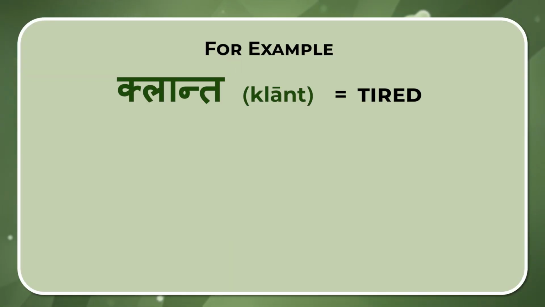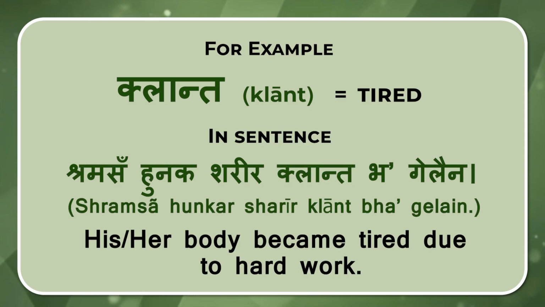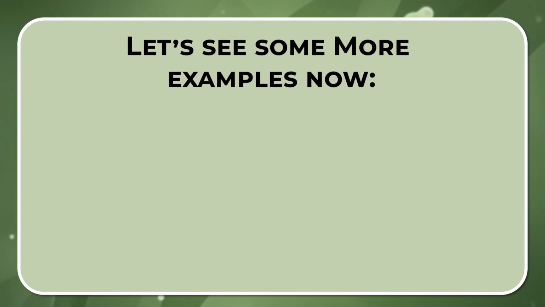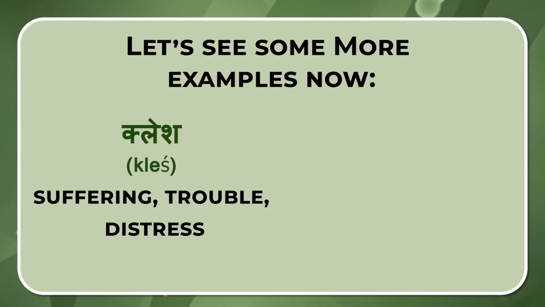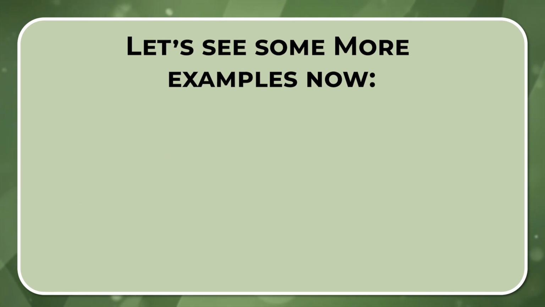This conjunct letter is used in all three places: at the beginning, middle and at the end of the word. For example, Klant, which means tired. Shram sa hunak sharir klant bha galen. Let's see the examples now. Klesh, clerk, Shukla Paksh.